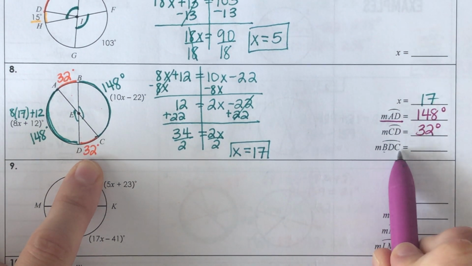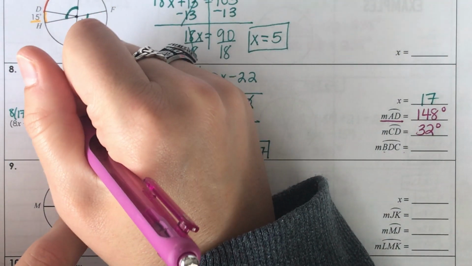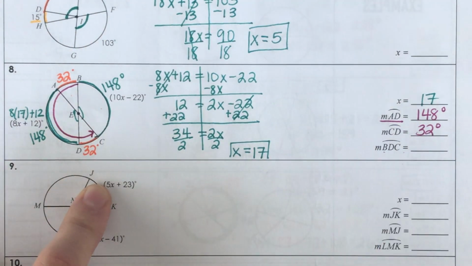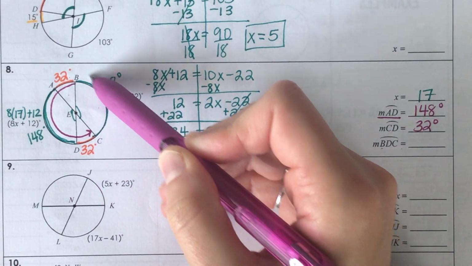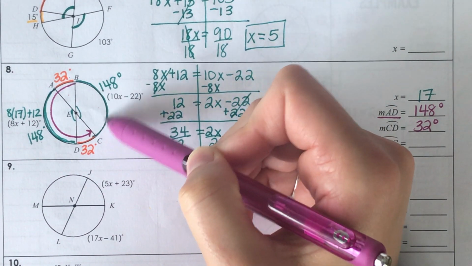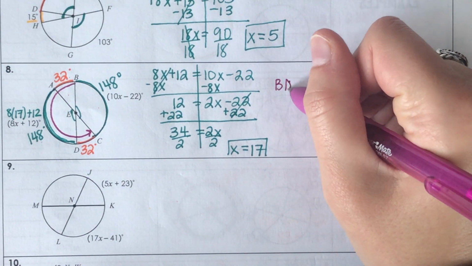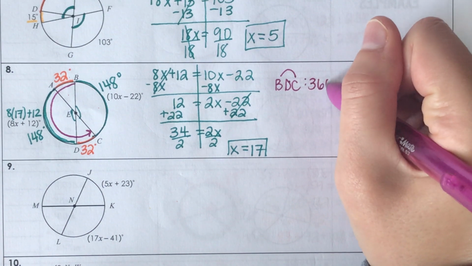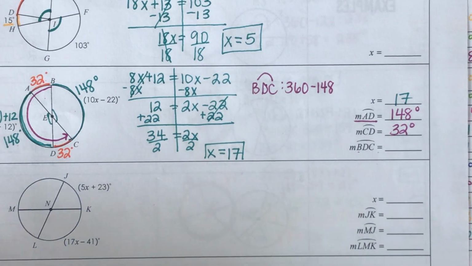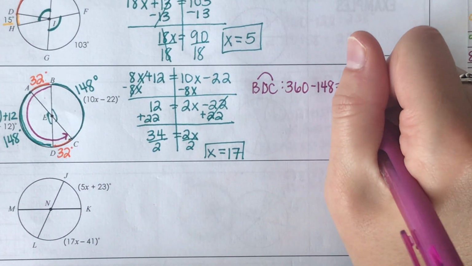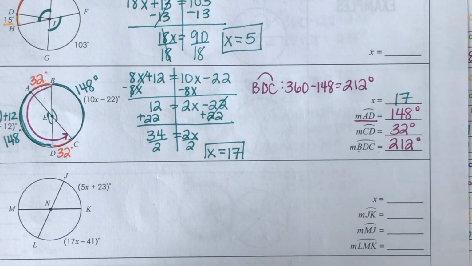Major arc BDC, I can either add 32 plus 148 plus 32, or I can take the whole thing, 360, and subtract what's left over. So I'm going to do BDC. I'm going to do 360 and subtract 148 because that's just a little bit easier for me to do. And I get 212 degrees. And I'm done.